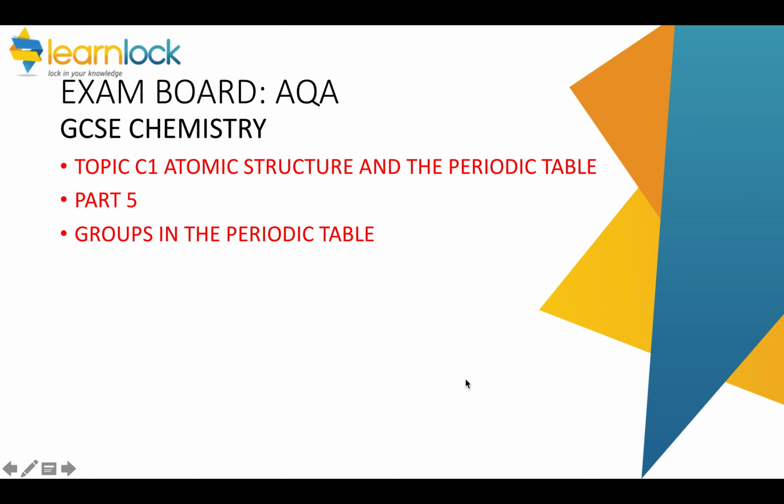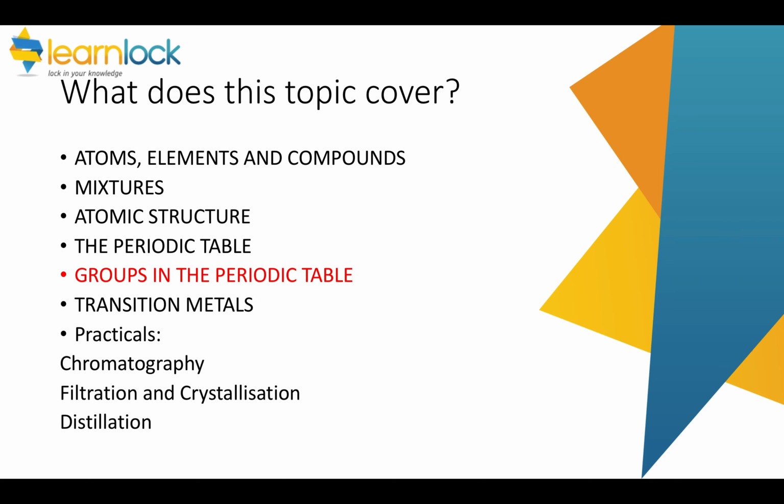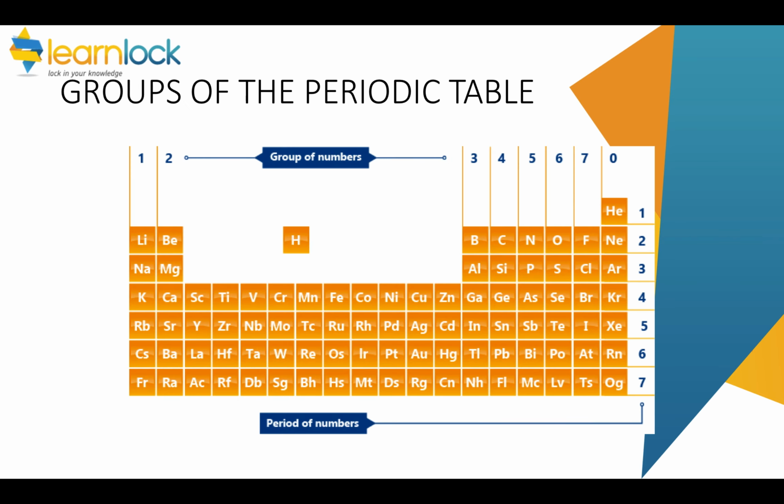Hello and welcome to the GCSE Chemistry tutorial for topic C1, Atomic Structure in the Periodic Table. This tutorial will cover groups in the periodic table. Let's just recap the periodic table. Groups are vertical columns that go downwards.